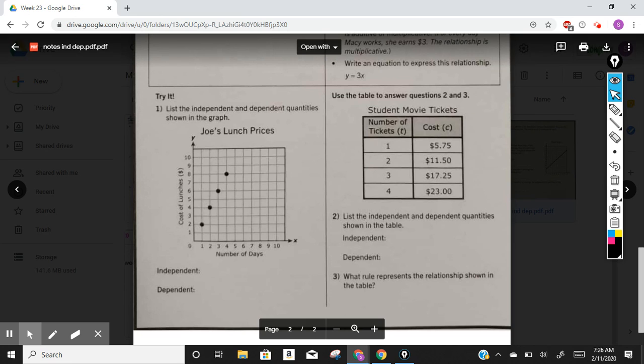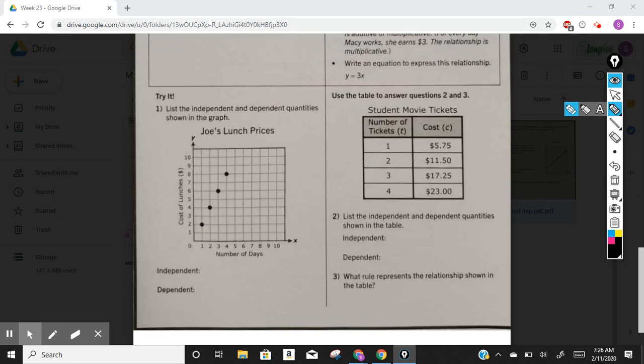There we go. If I look right here, the first thing it says is list the independent and dependent quantities in the table. Well, the one thing we know for sure is a number of tickets are going to be purchased, and depending on the number of tickets, you get a cost. So the independent is going to be the number of tickets, and the dependent will be the cost from the number of tickets you purchased. Okay, and it says write a rule that represents the relationship shown in the table.